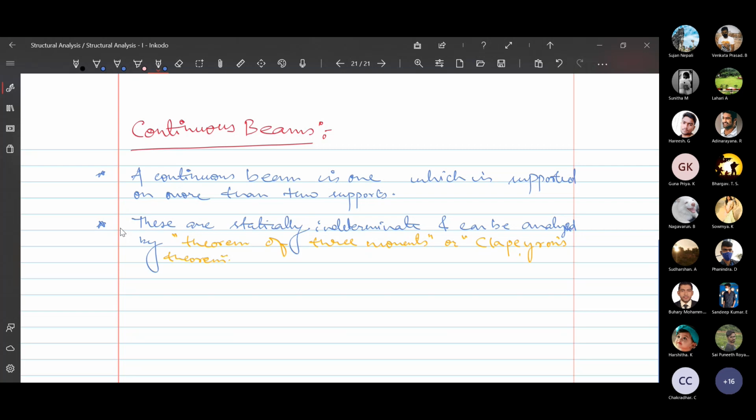Okay, what is this Clapeyron's method? So let us say we have a continuous beam here. All of you please draw simultaneously. Okay, let us say I have a continuous beam.